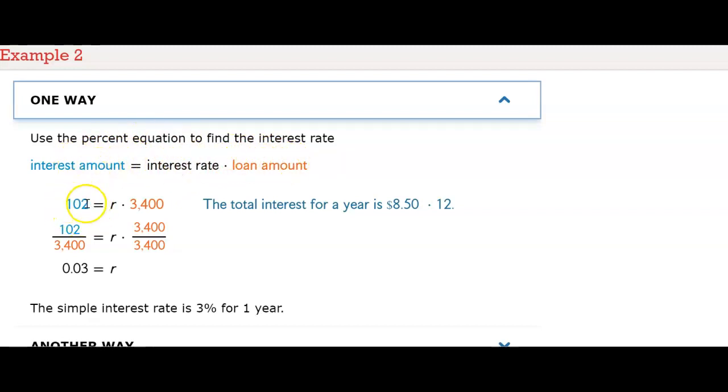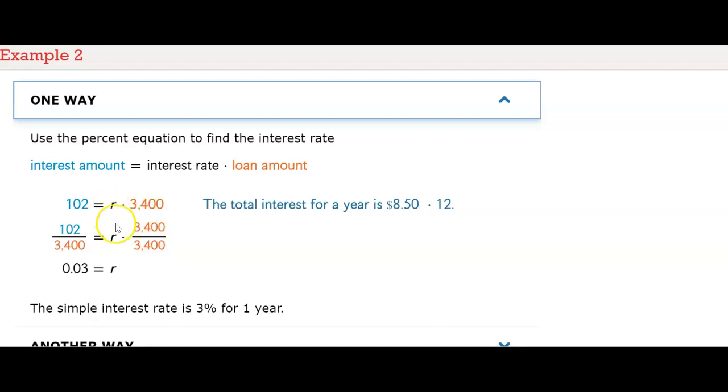Then we take the interest amount, which was $102, and they got $102 by taking the 12 months of a year and multiplying that by $8.50, because the $8.50, based on the picture on the flyer, is the interest for 1 month. So that's how they got the $102. Now we take the loan amount, which is $3,400. Again, we got that from the problem and the flyer.